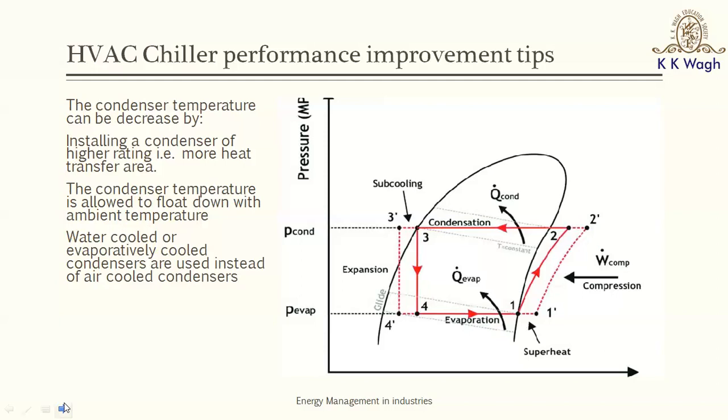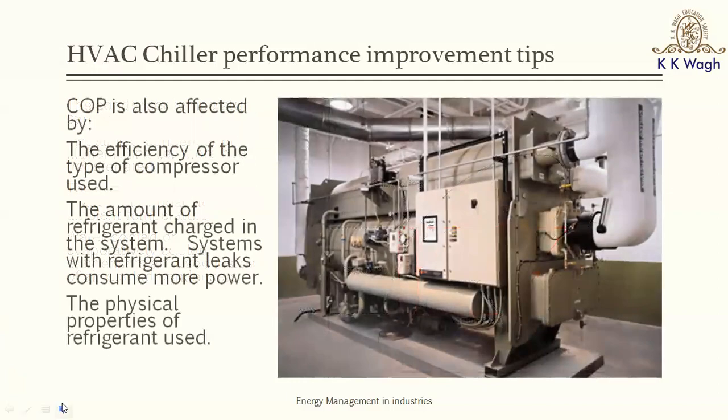The condenser temperature also is allowed to float down with the ambient temperature. This is what we should do while setting the condenser temperature. So if you set it with respect to ambient temperature, then the condenser temperature can be decreased automatically. So this is one way of controlling the condenser temperature, that is to allow it to float down with the ambient temperature. So this way we can reduce the power consumption by appropriate measures on the condenser side.